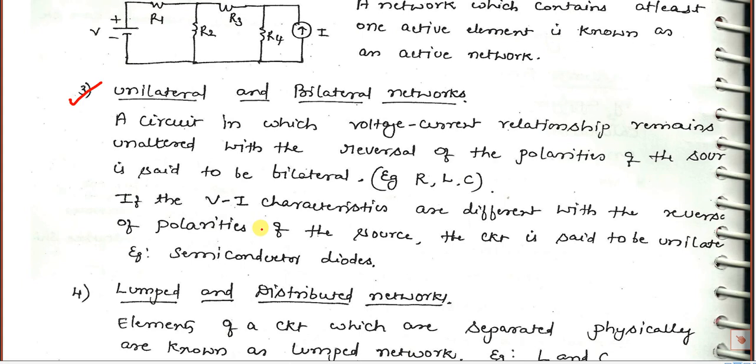That is bilateral. In the unilateral case, with the reversal of polarity of the power supply, the V-I characteristics are different. For example, if you have a diode here, which is a unidirectional device, in the entire circuit, if I reverse the battery, then the diode becomes reverse biased and the current becomes zero. So if the V-I characteristics are different with reversal of the polarity of the sources, then that circuit is called unilateral. An example is any semiconductor diode.